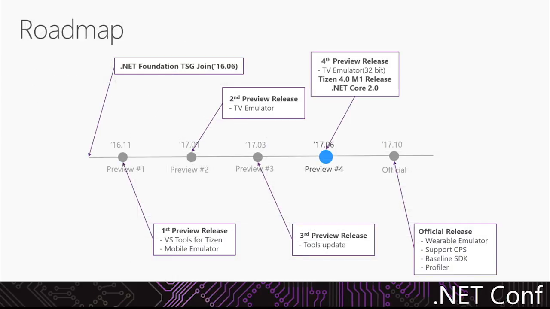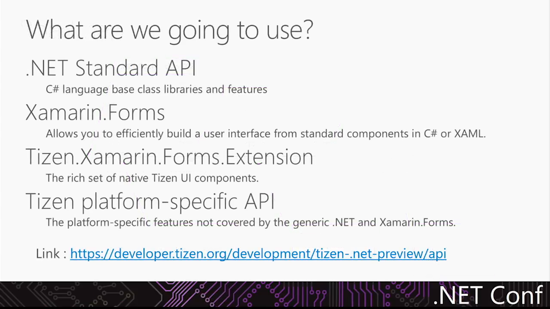So the roadmap so far, we've released the fourth preview of Tizen.NET. In October, we're going to release the official Tizen.NET tools for Visual Studio, which will include a wearable emulator. So we can test wearable apps using .NET when it is publicly released. So basically what we're going to use is the .NET Standard API, Xamarin Forms, and also the Xamarin Forms extension for Tizen, and also the Tizen Plus API to support Tizen devices.